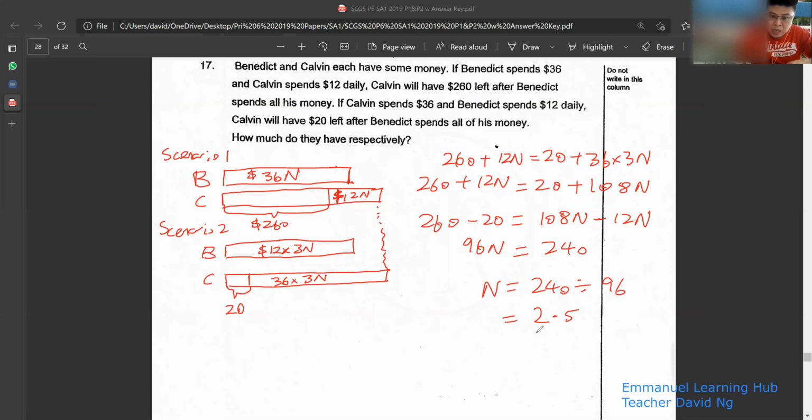N is 2.5. How much do they have respectively? Benedict has 36 times N, which is $90. Kelvin has 260 plus 12 times 2.5, equal to $290.